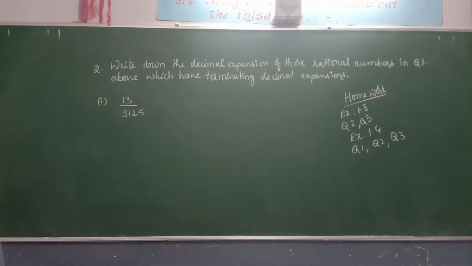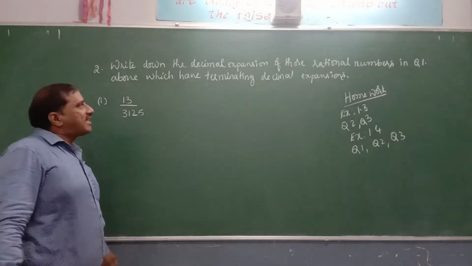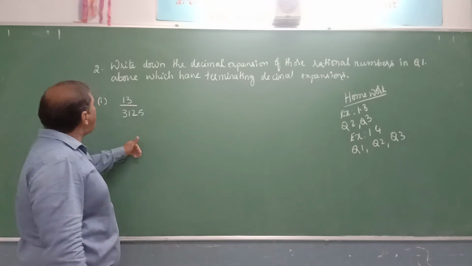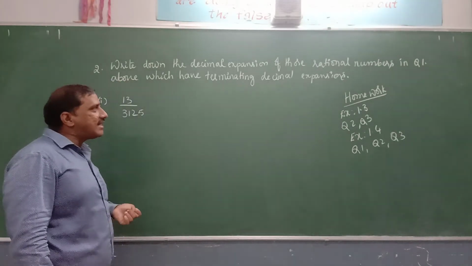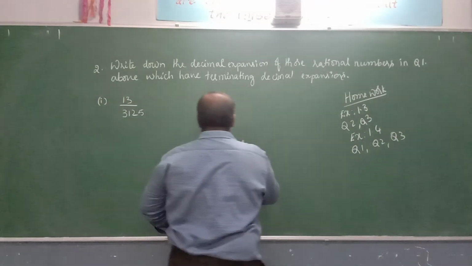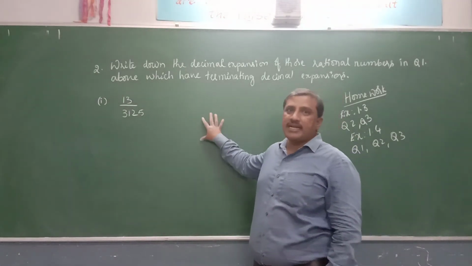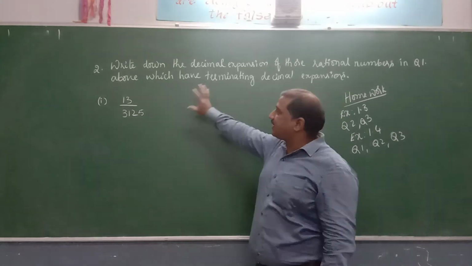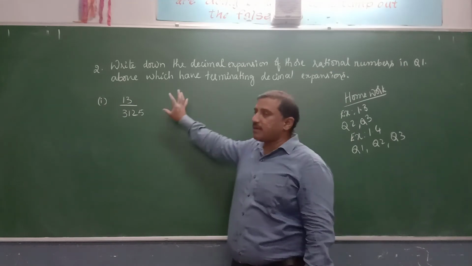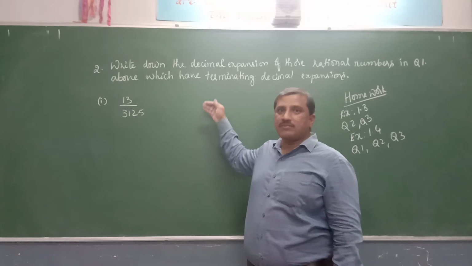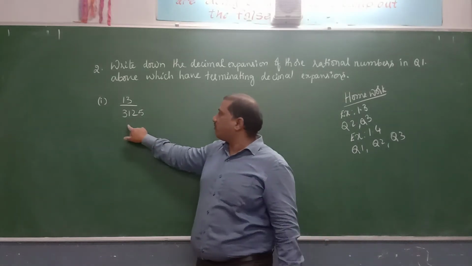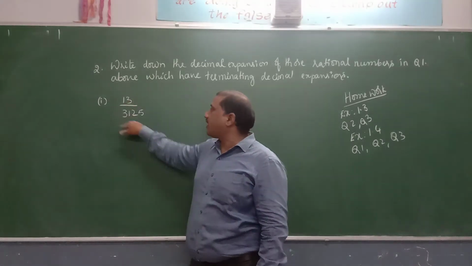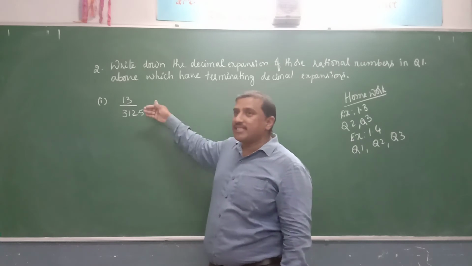Now we will discuss the second question. Write down the decimal expansion of those rational numbers in question number 1 which have terminating decimal expansions. We found in the first question whose decimal expansion is terminating and whose is non-terminating repeating. So if it is a terminating decimal, write down its decimal expansion. We have done the first bit, 13 by 3125. We have proved that it is a terminating decimal. Then what is its decimal expansion?